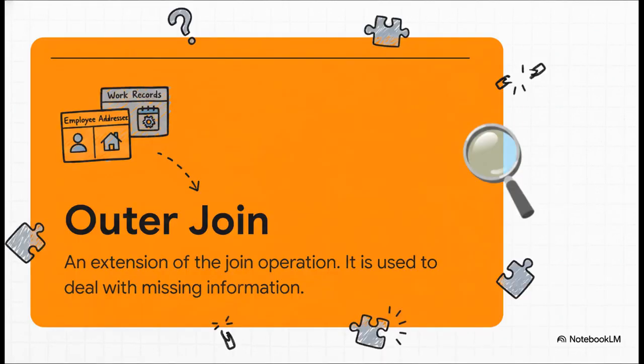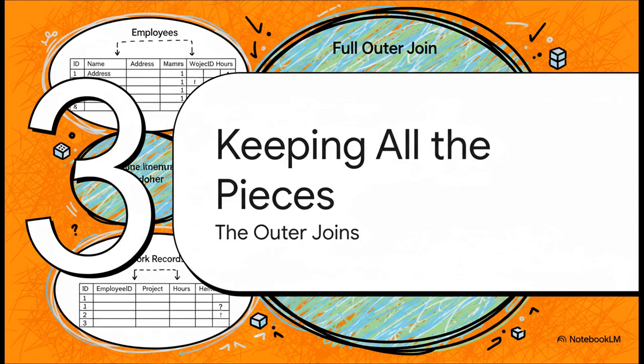To solve this little mystery, we need to turn to the outer join. It's a whole family of more flexible joins, and they're designed specifically to handle this missing pieces problem. They let us keep records even when they don't have a perfect match. Now, this is where it gets really interesting. We can actually control which of the missing pieces we want to keep. This gives us some incredible precision in how we look at our data.